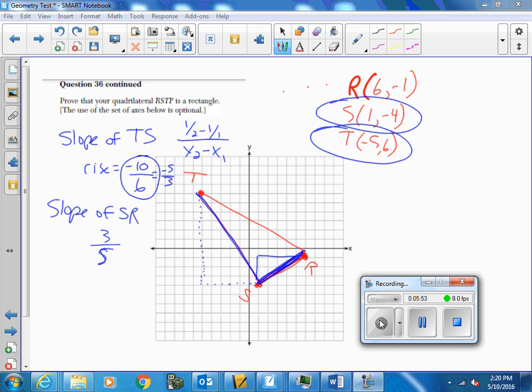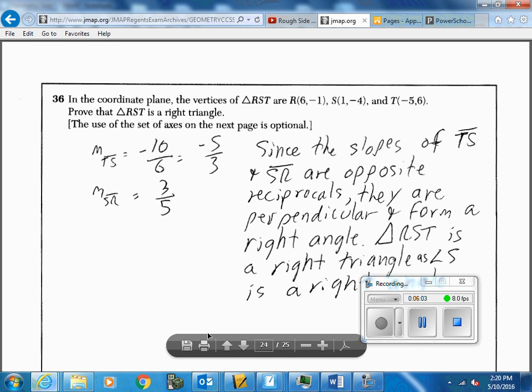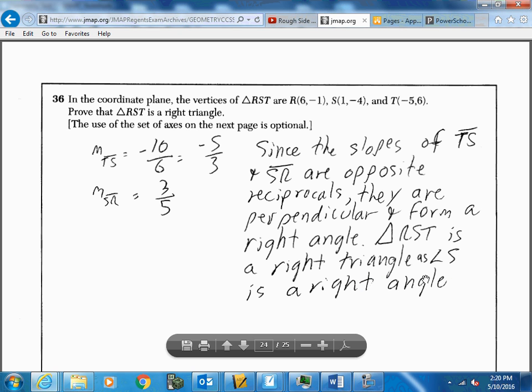Okay, I'm going to show you what you could write here. After you do all this work, you still want to explain how this proves that this is a right triangle. So let's come over here, and you can write down what we have, what I'm showing you right here. It's a pretty good explanation. Since the slopes of TS and SR are opposite reciprocals, they are perpendicular and form a right angle. Triangle RST is a right triangle, as angle S is a right angle. That's a good explanation. We just showed that it is a right triangle. So go ahead and pause it, write that down.